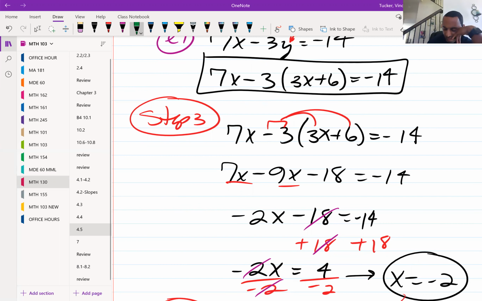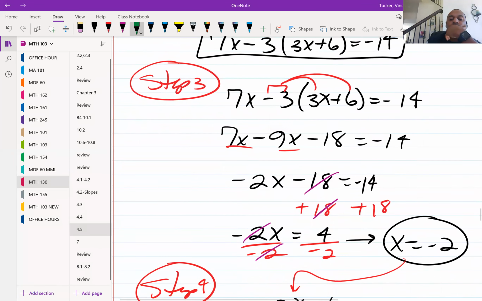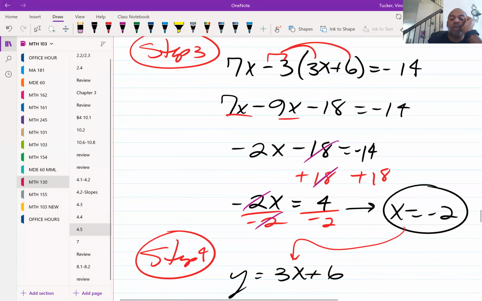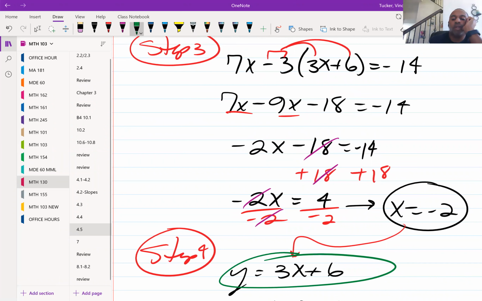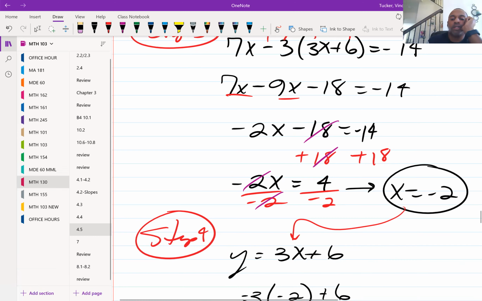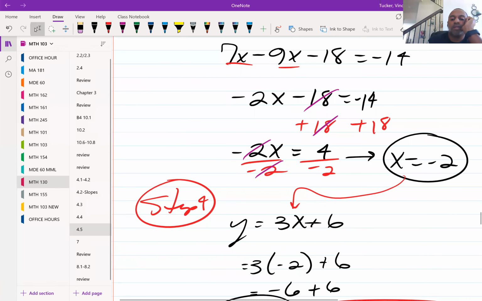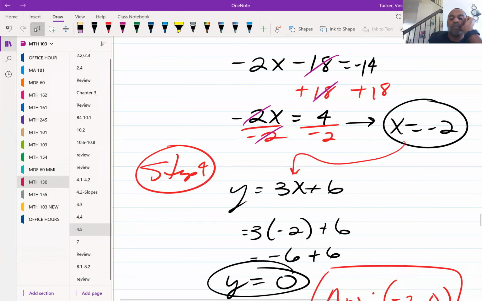All right. Questions? Now that we have this part of our ordered pair, we have x. We go back to our first solving. We have y equal to 3x plus 6. And we plug in -2 for x. So that means y will be equal to 0.